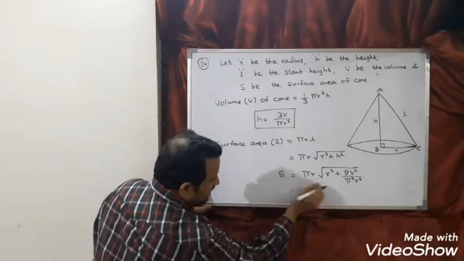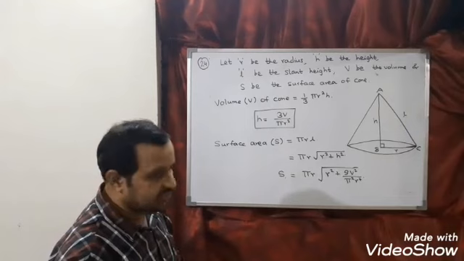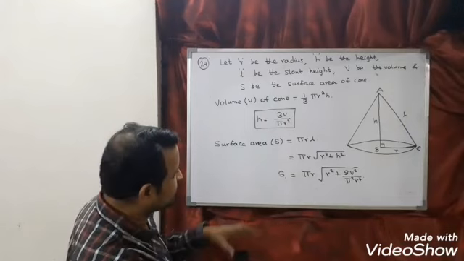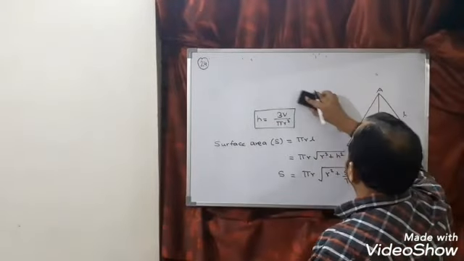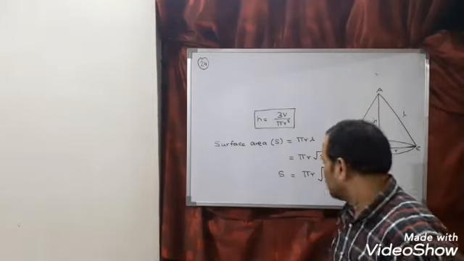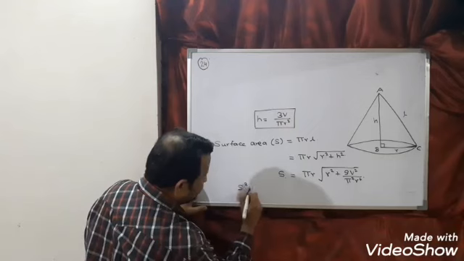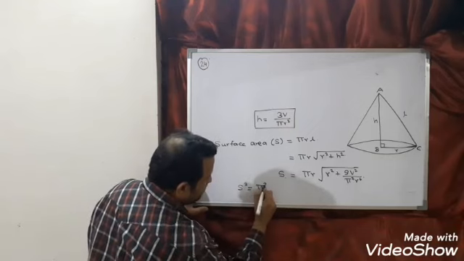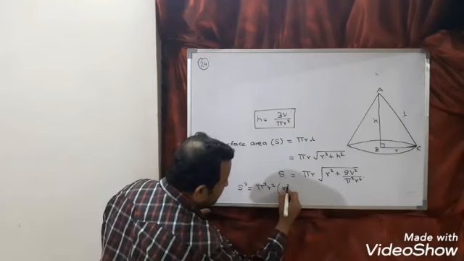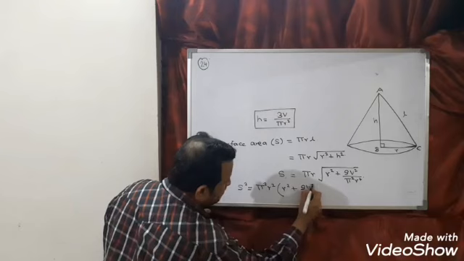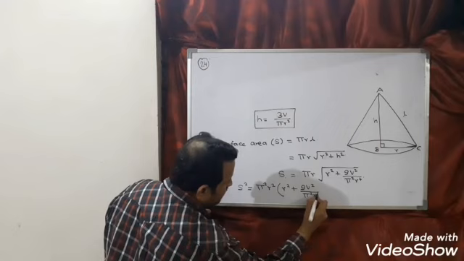Now this is nothing but S. If we differentiate this, I think it is somewhat lengthy. So before differentiating, let us do squaring. When you do squaring, you will get S square is equal to pi square r square, and this we can write as r square plus 9v square divided by pi square into r to the power 4.